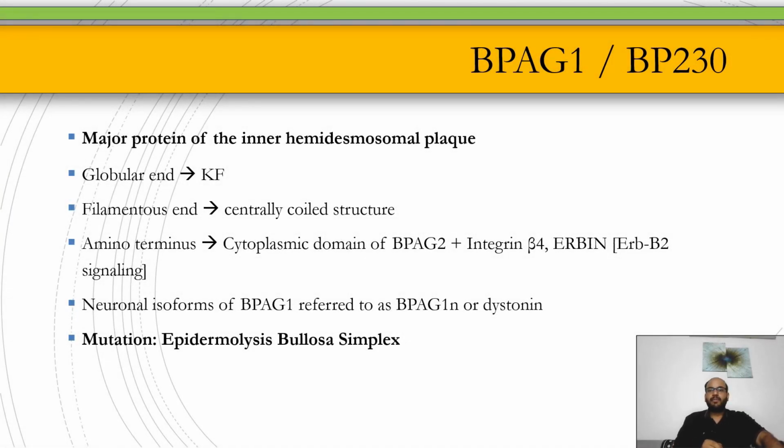Bullous pemphigoid antigen 1, also known as bullous pemphigoid 230 kilodalton protein, is also a major protein of the inner hemidesmosomal plaque. So when I say it's a major protein, remember that the inner hemidesmosomal plaque can have a lot of different proteins, but we will restrict the discussion to BPAG1 and plectin because these are very important for hemidesmosomes, essentially most important. So we'll discuss only these two proteins in the inner hemidesmosomal plaque.